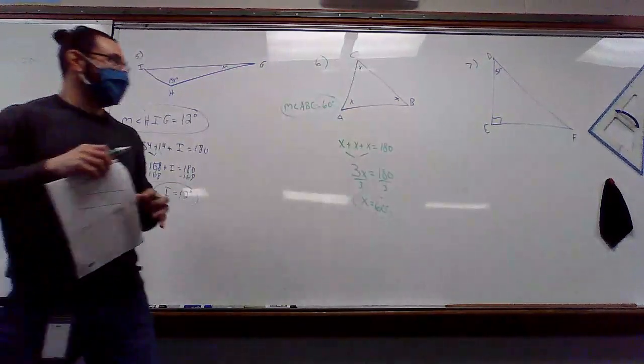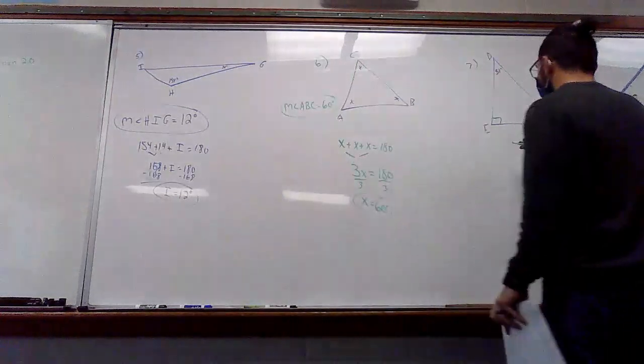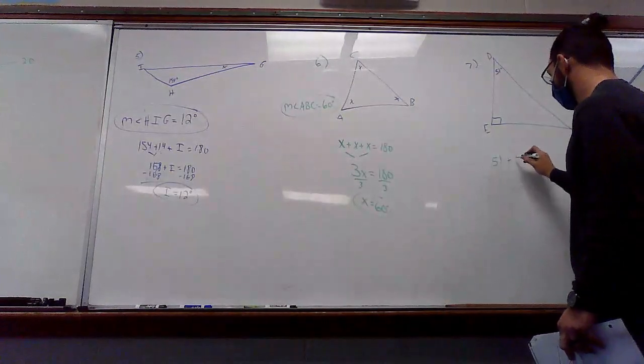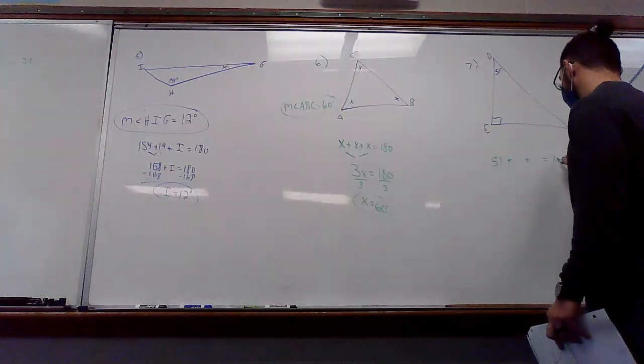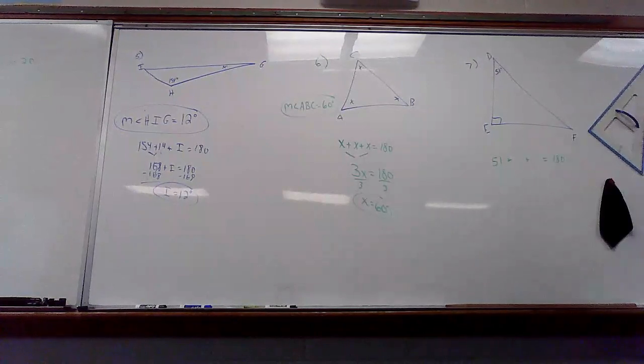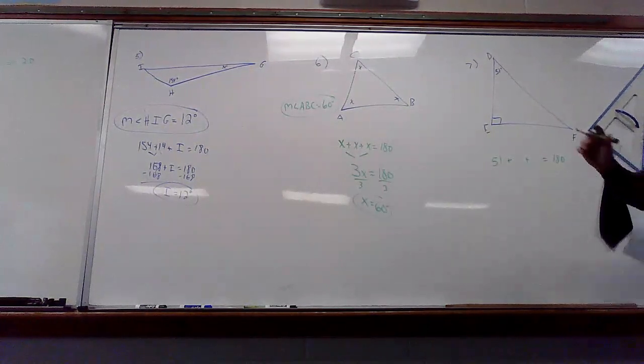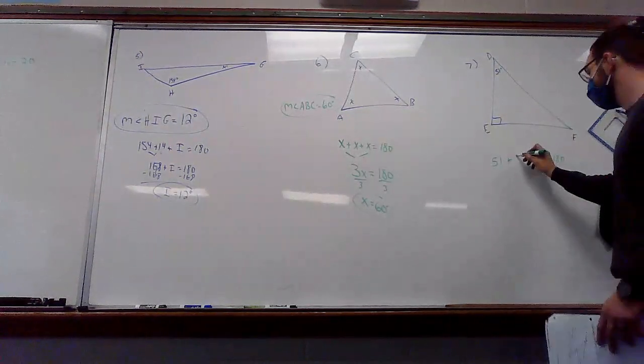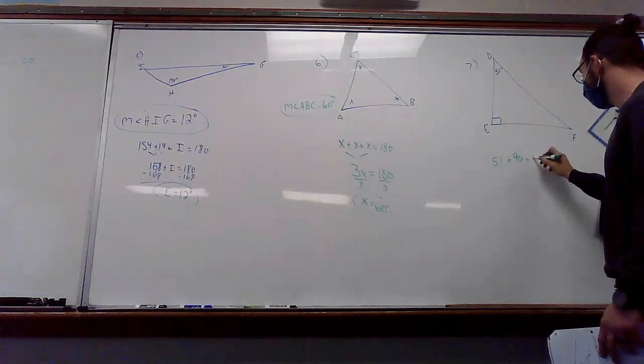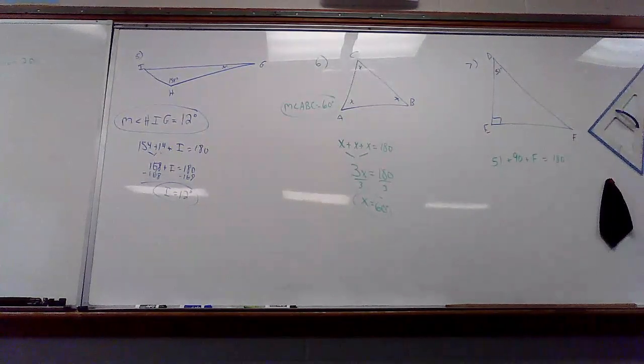Last but not least, we've got 51 plus F equals 180. I only see one number. Katie? There's a right triangle, okay, so that'd be 90 degrees. Very good. There's a right triangle. This box makes it a right triangle. That means that that is 90 degrees. Very good. And then I put my F.